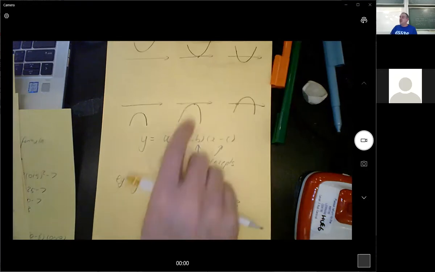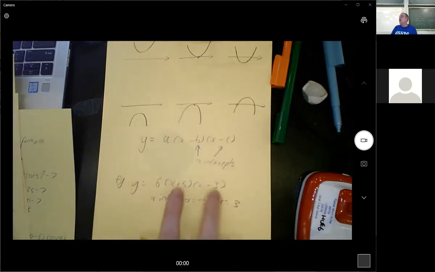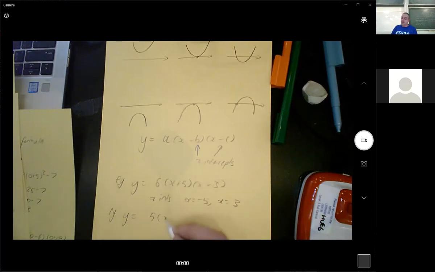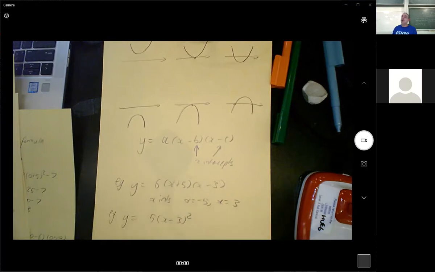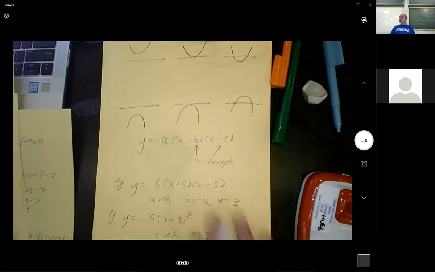If it meets the x-axis exactly once, then both of these numbers will be the same number. And it'll actually be something like this. Like that. And so the x-intercept is just x equals 3, and that's the only answer. Technically, it's x equals 3 twice. Okay, so there's 2 here and there's only 1 here.